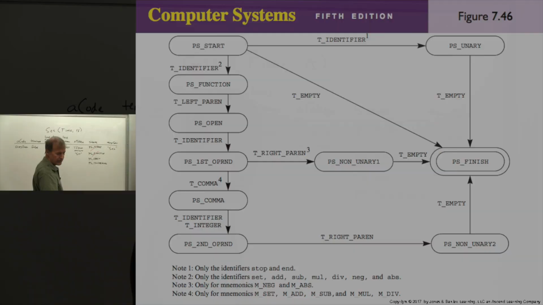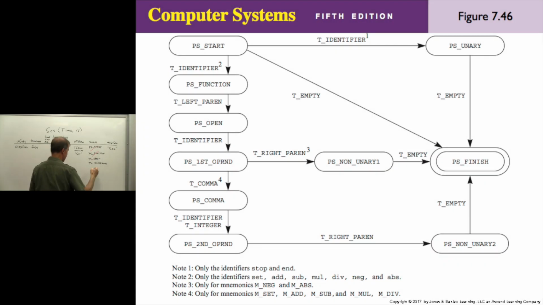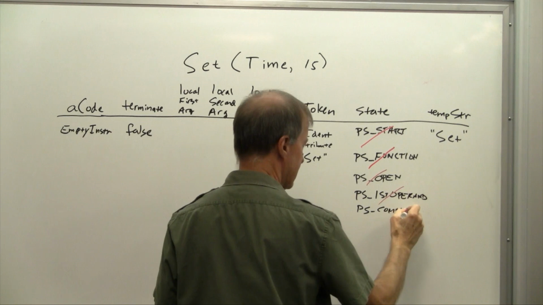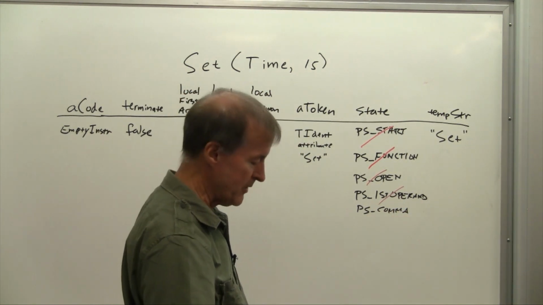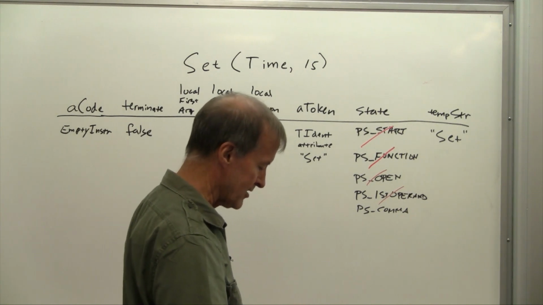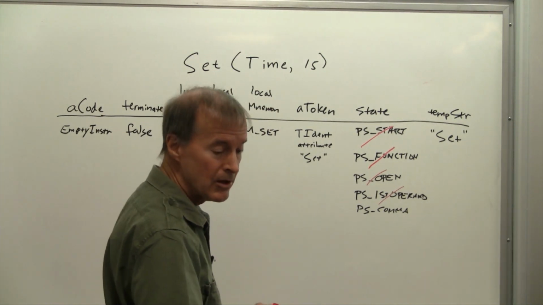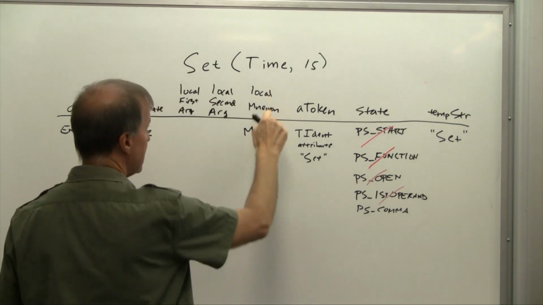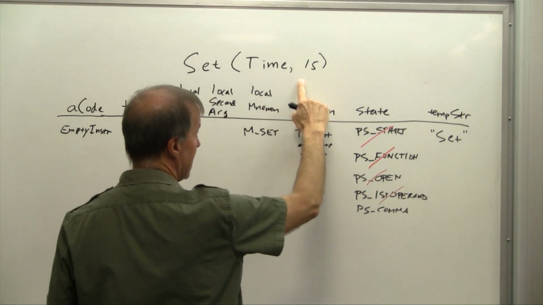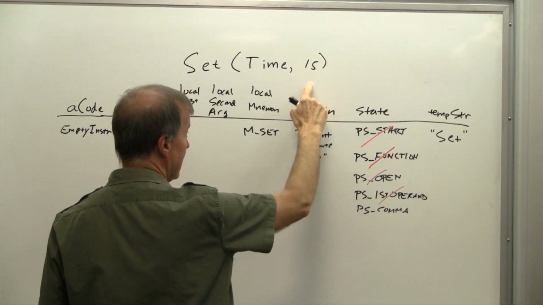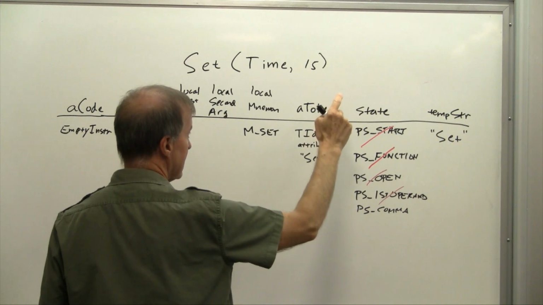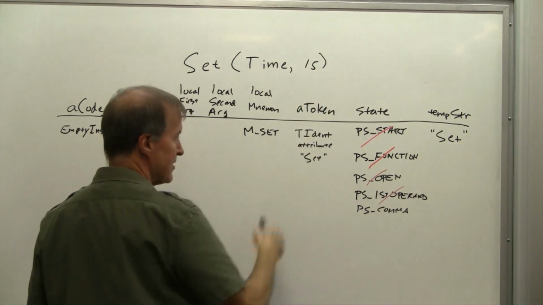And then the comma will take us to what? There won't be any processing there, but it will change the state to PS comma. Are you with me? And then we will be in state PS comma, and what will happen at this point when we're in state PS comma? Now that we're in PS comma, what will we scan next? A what? A T integer. Yeah, the token will be the T integer token.